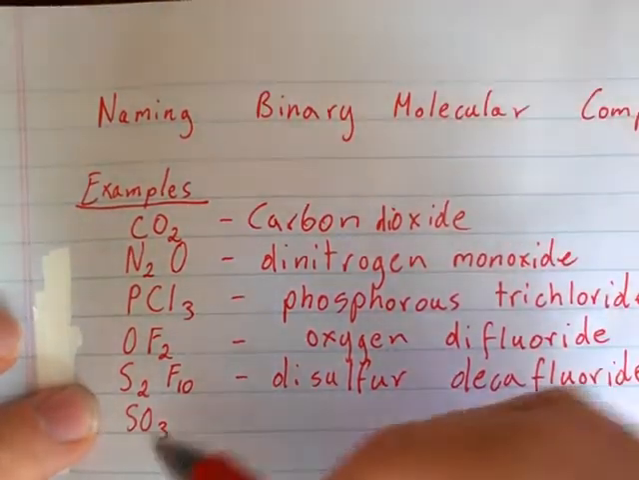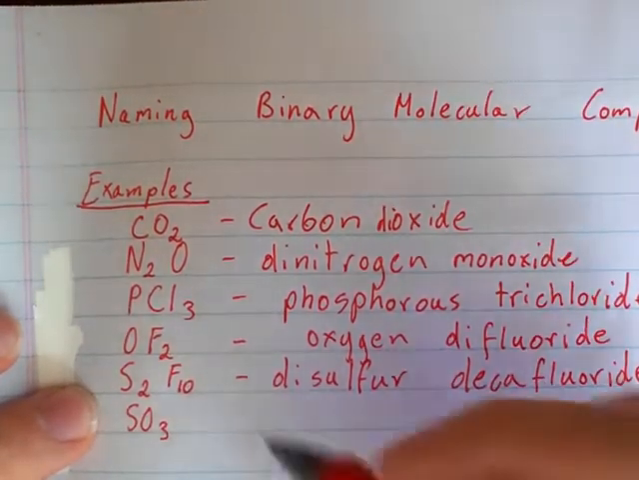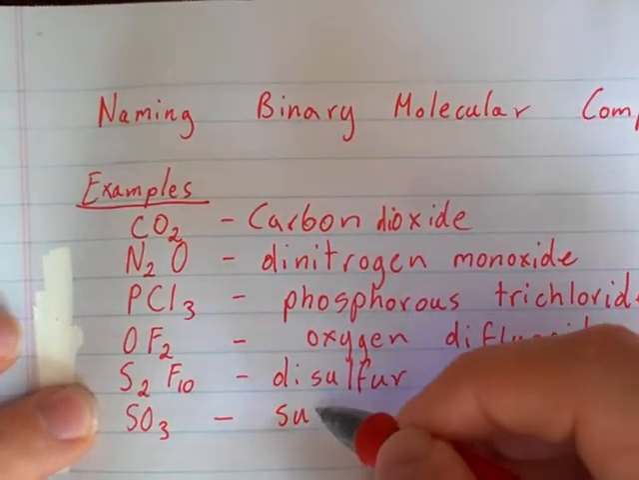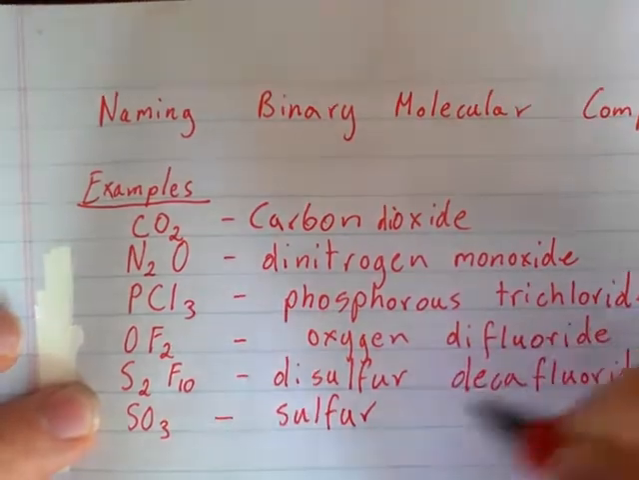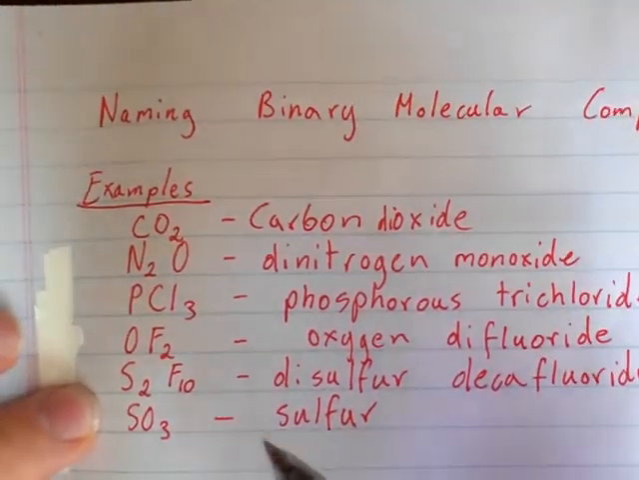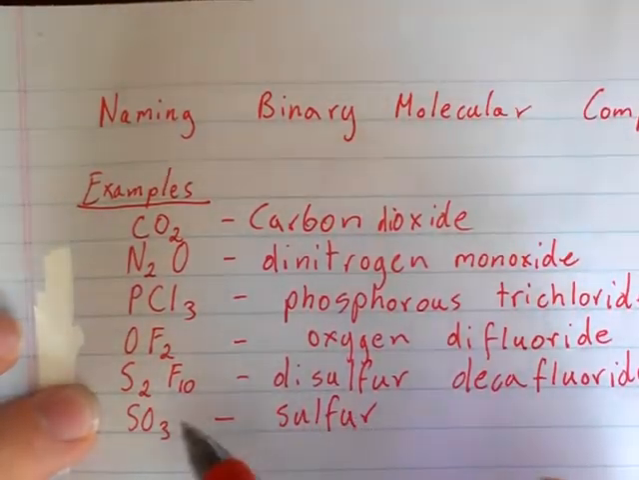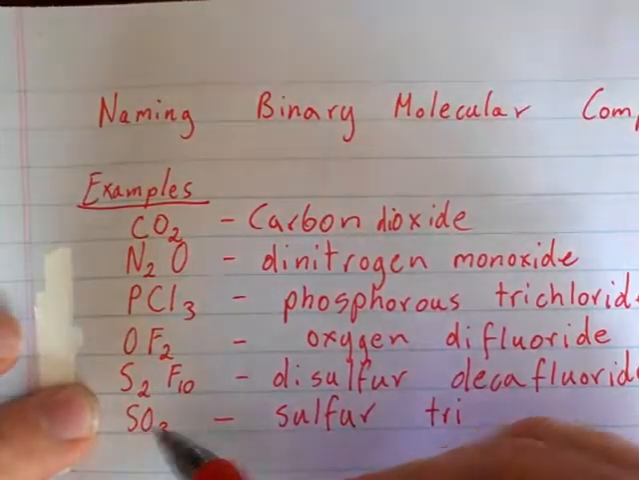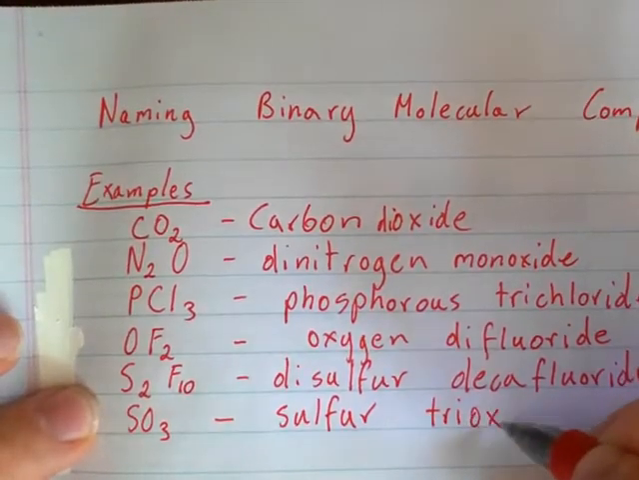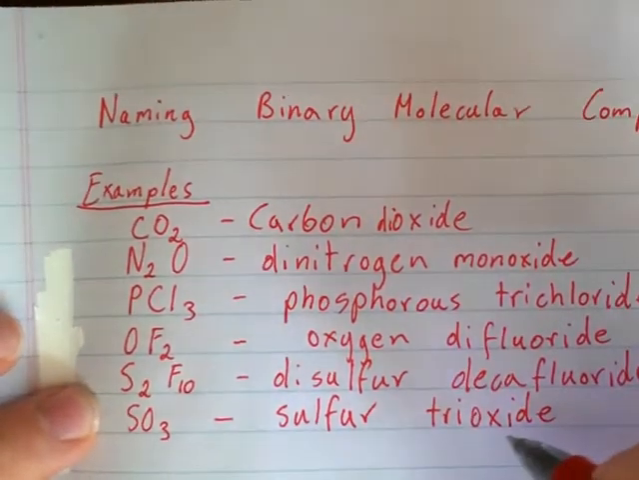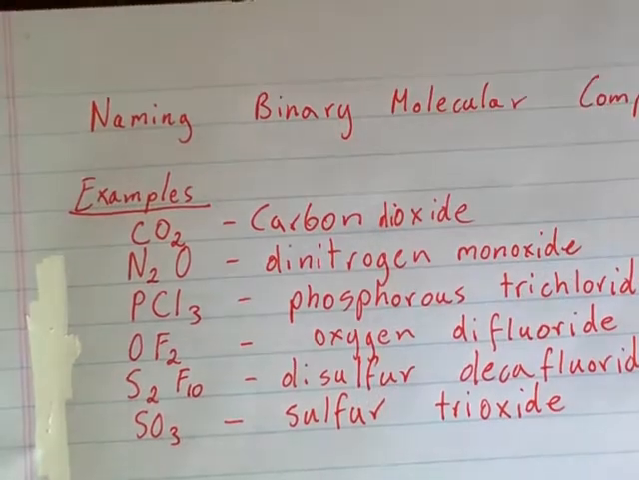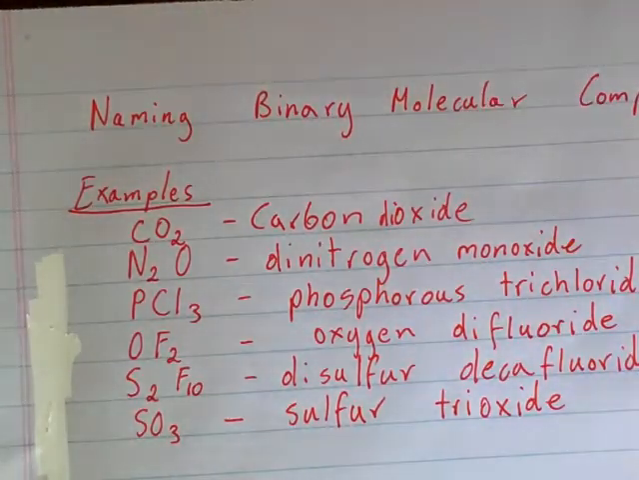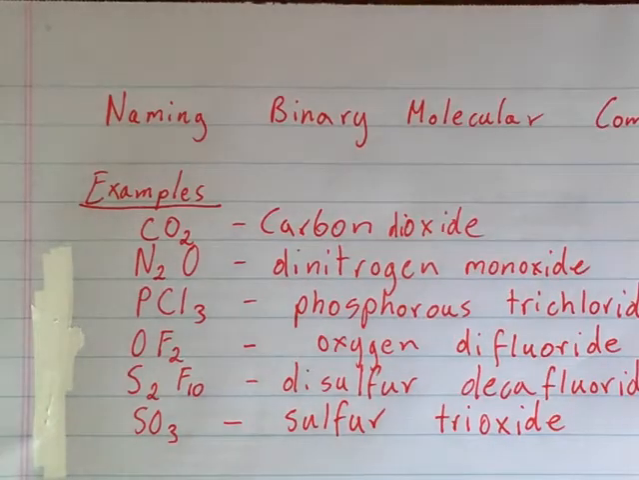And the last one, we got 1 sulfur and 3 oxygens. So we don't have to put the prefix mono for the first element, but we do for the second element if we have just one. So it's sulfur, and then how many oxygens? 3. The prefix for 3 is tri, and then oxygen becomes oxide. So sulfur trioxide. Okay, so this is how you name binary molecular compounds, which are made out of nonmetals.